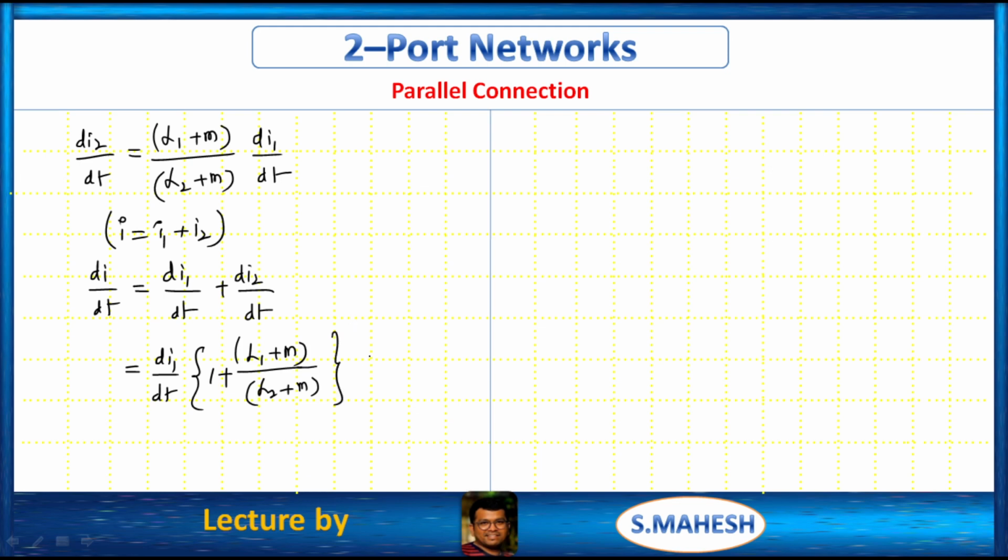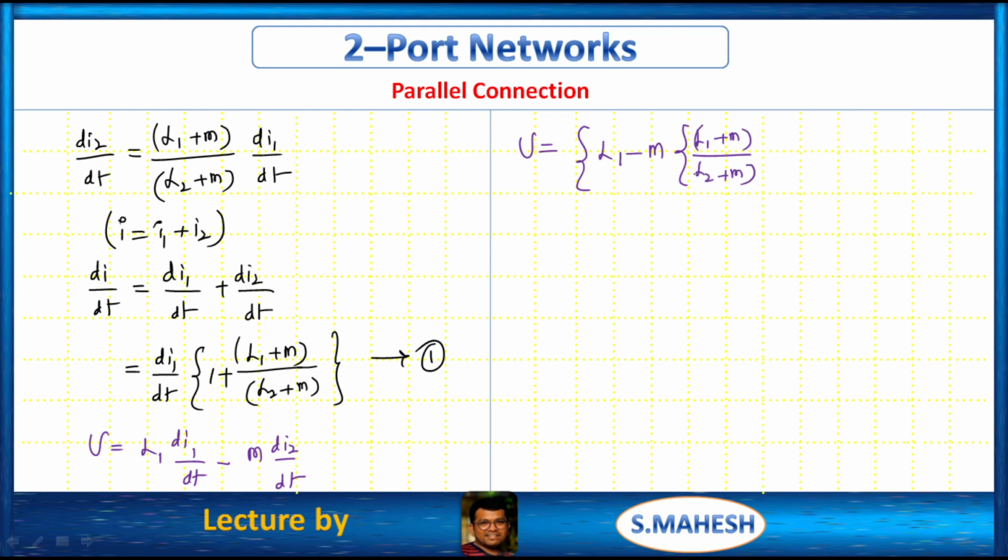Same analysis like before, right? Let us say this is 1. We all know that, consider any one of the equations. Let us say V is equal to L1 into di1 by dt minus M into di2 by dt, based upon the dot convention. From this, di1 by dt gets common. V is equal to (L1 minus M) into (L1 plus M minus L2 plus M), right? And then what we are having, this is di1 by dt. That's it. This is 2.